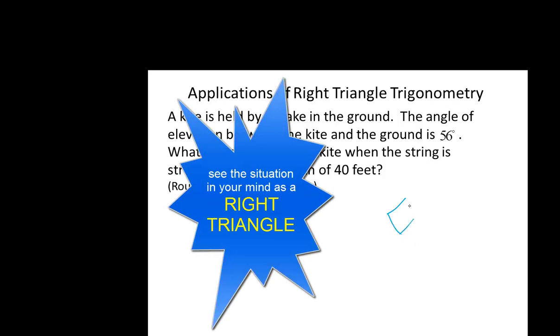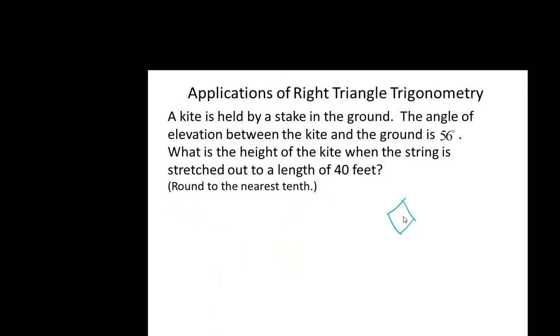Here's our kite. And next they talk about the angle of elevation between the kite and the ground. So we have to imagine the string coming from the kite down to the ground. Here's our ground here. Now that angle of elevation is the angle from the horizontal of the ground going up to the kite, in this case up to the string. That's the angle of elevation. And in this case that angle, they tell us, is 56 degrees.